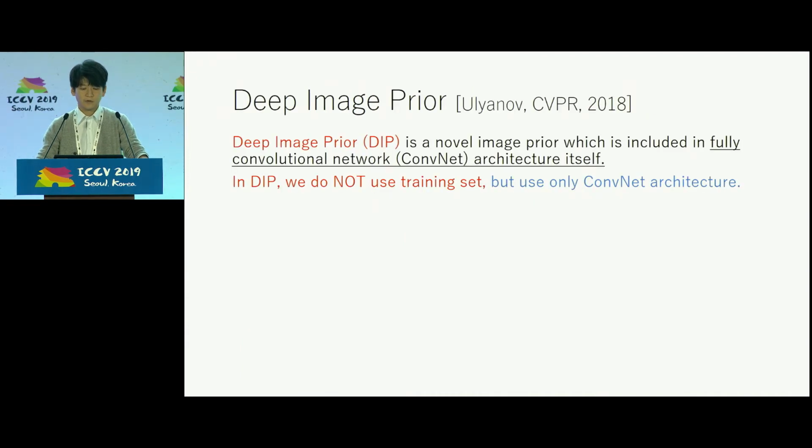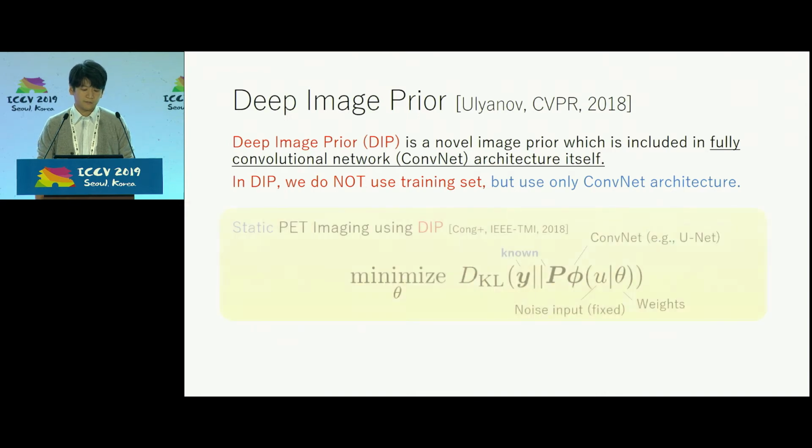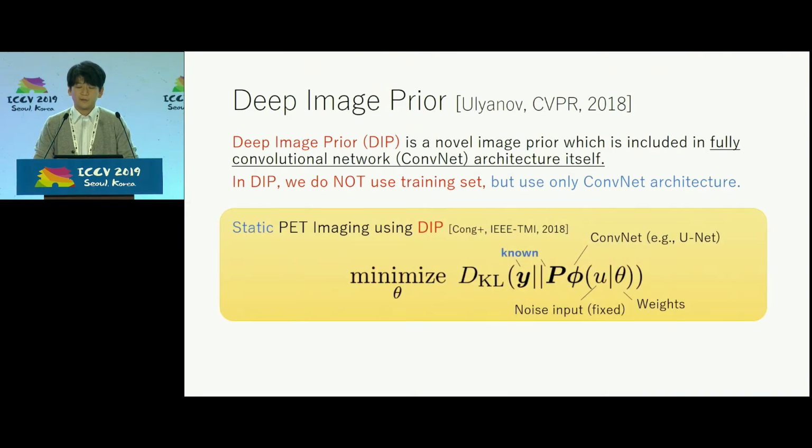The deep image prior is a novel image prior, which is included in the convolutional neural network architecture itself. In DIP, we do not use a training set, but we use only the ConvNet architecture for the priors. For static PET imaging, we minimize the KL divergence between sinogram Y and the radon transform of the output of ConvNet.